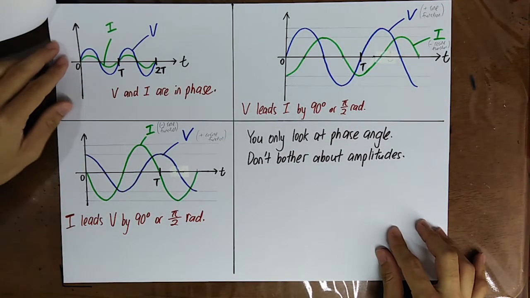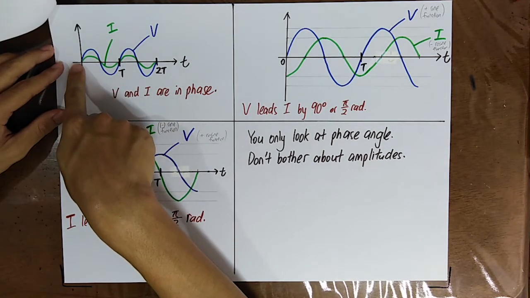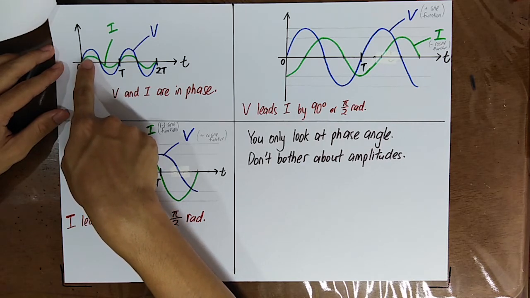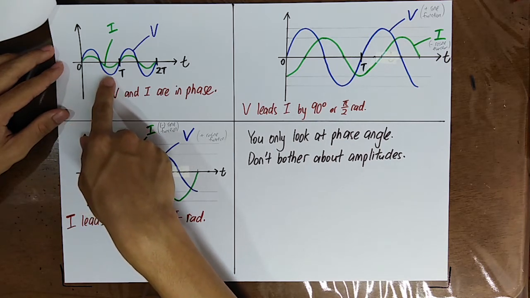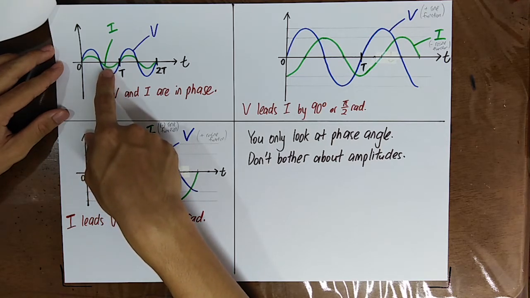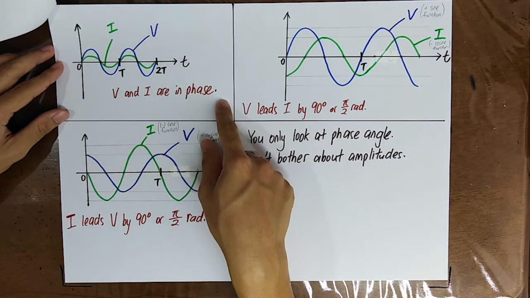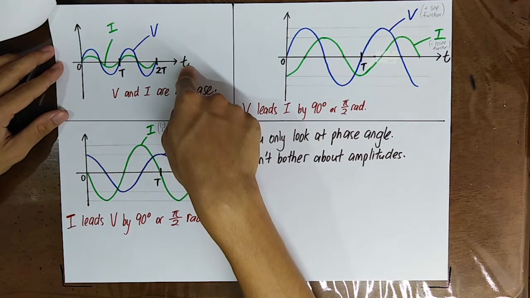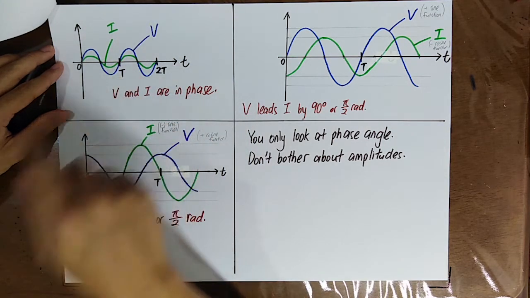So by seeing the graph like this, for example, when the voltage is 0, the current is 0. When the voltage is maximum, the current is also maximum. When the voltage is 0, the current is also 0. When the voltage is the most negative value, the current also has the most negative value. So that means that voltage and current are in phase. Okay. The x-axis is time. So you know that when they have made one oscillation, it is 1 period.